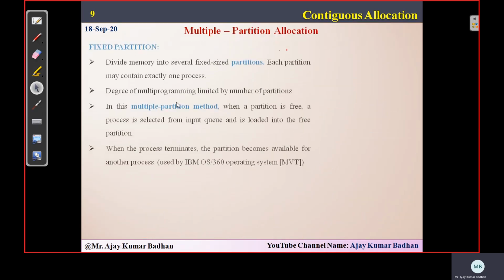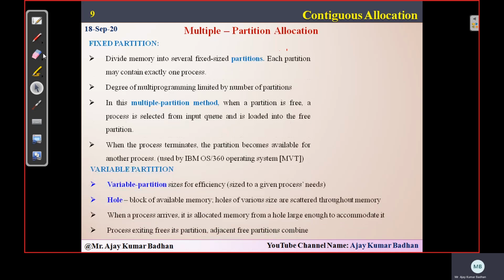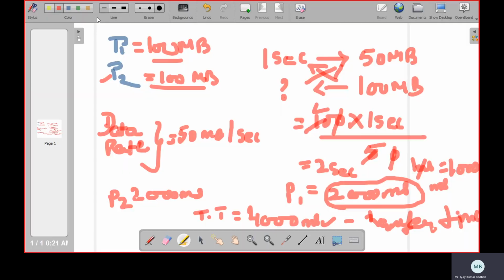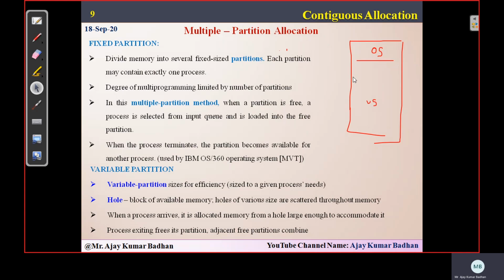Let's come back to memory allocation. How can we allocate memory? Basically there are two ways of allocating memory. The first one is fixed partition. What fixed partition means is that some portion is occupied by the operating system, and the remaining is user space. Now this user space we will divide into fixed-size partitions, something like this.